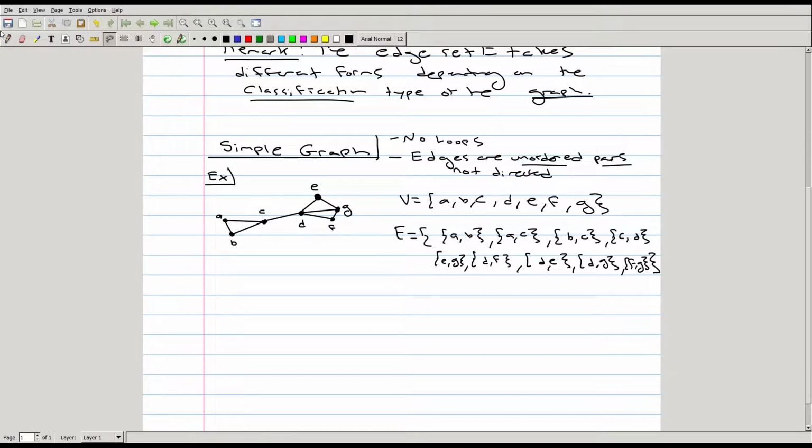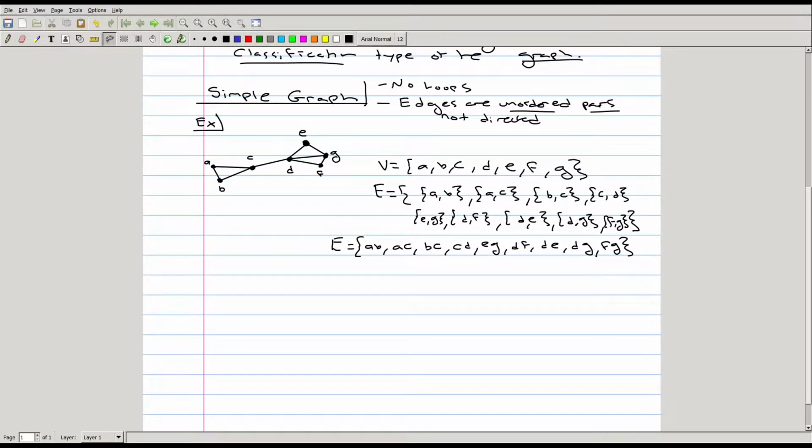Now, very often we shorten our notation a little bit, and we just write E as AB, AC, BC, CD, EG, DF, DE, DG, and FG. Where the understanding is that each one of these listings, AB, AC, BC, corresponds to a set of unordered pairs of elements.